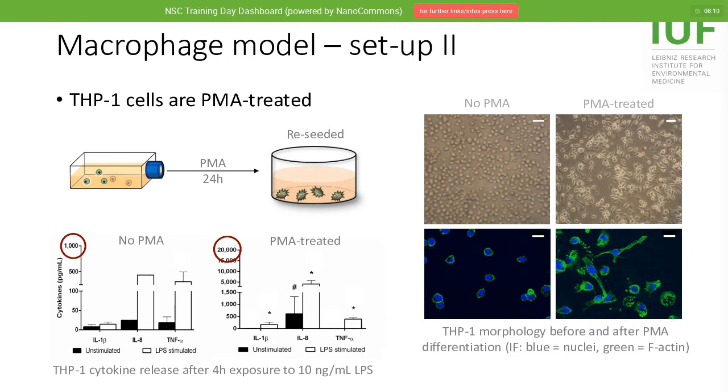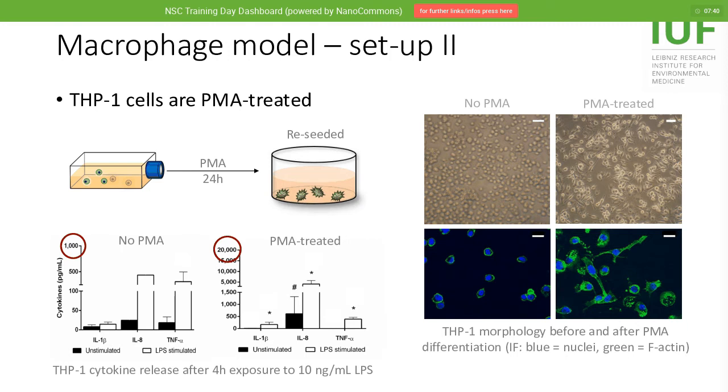One of the most obvious changes that is induced can be seen in the images to the right of the scheme. We have a change from a suspension cell line to an adherent cell type, which is also characterized by a very significant change in morphology. But what is a lot more important for us is what can be seen in the graphs below the scheme. It is the change in pro-inflammatory cytokine release that is induced by the PMA treatment.